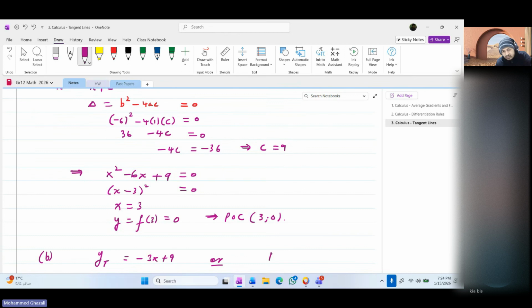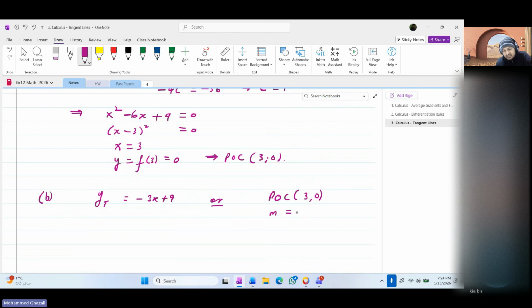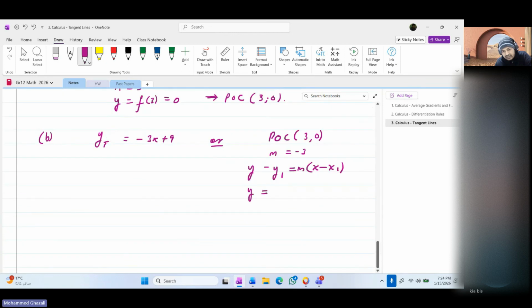Or using calculus, we had the point of contact, which is (3, 0), and we had m, which is negative 3. So we write down y minus y1 equals m into x minus x1. So y minus, what's y1? 0. And m is negative 3 into x minus 3. x1 is 3. So y is equal to negative 3x plus 9. So in both cases, we ended up with the same answer. Okay.